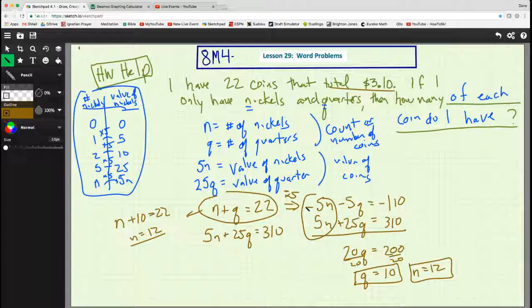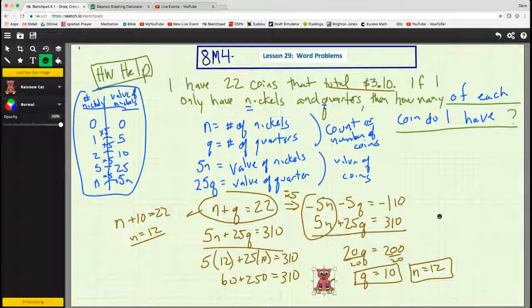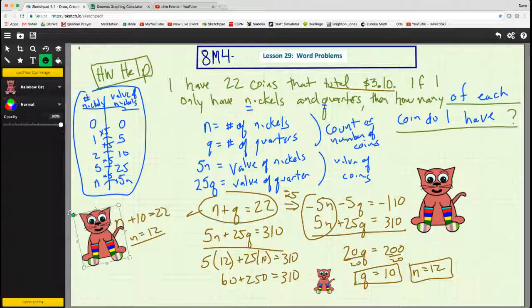Now let's validate that we're not crazy by using this equation here, to check our answer and make sure we didn't do some bad math. 5 times 12 plus 25 times 10 equals 310. Does 60 plus 250 equal 310? Sure does. Happy cat, happy cat, happy cat.